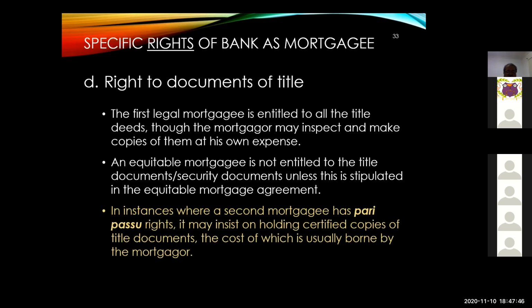In instances where a second mortgagee has pari passu rights, that is a Latin term that means on equal footing, it may insist on holding certified copies of title documents. And this would be at the expense, usually, of the mortgagor. Okay, so sometimes you may have Bank A who take out a mortgage, and for some reason the client goes to another financial institution and they have sufficient equity in the mortgage, and rather than taking out the second mortgage with lender A, they go to lender B.